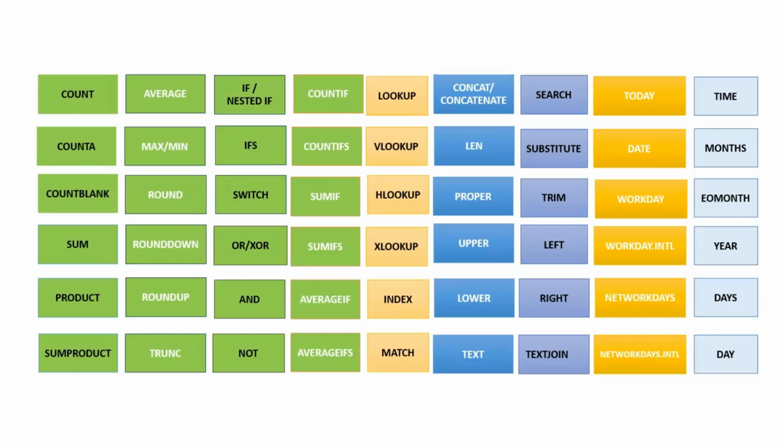The list presented here consists of all the functions that we aim to cover as part of this series. The green colored functions are covered in our earlier sessions. In this session, we will learn about the LOOKUP, VLOOKUP and HLOOKUP functions. Let us start with understanding the requirement or the problem statement.